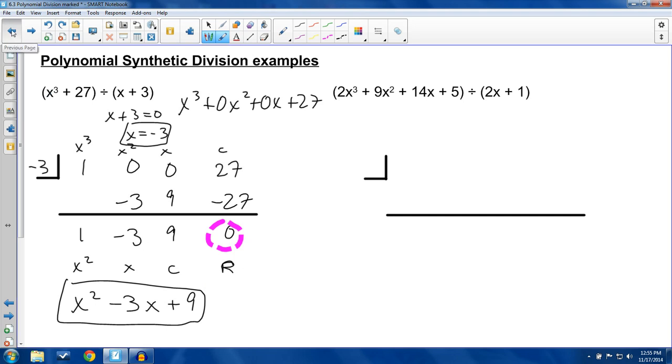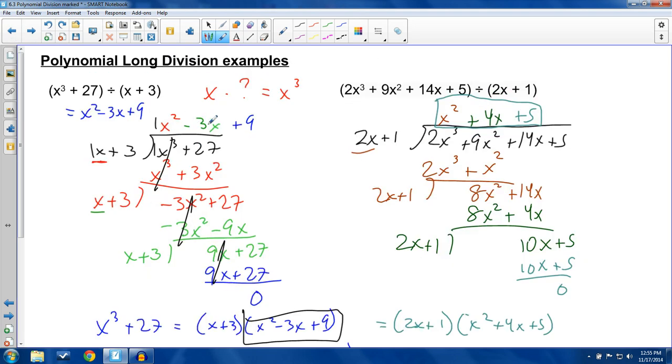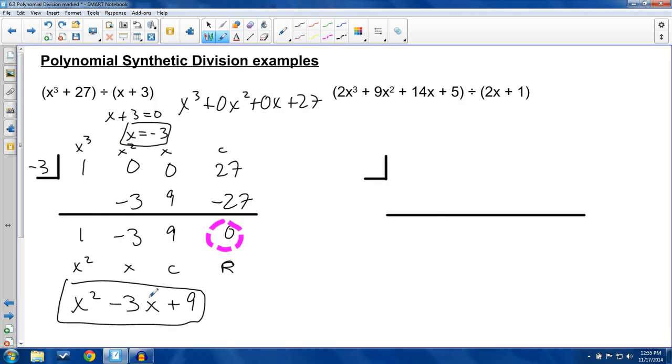Okay, so that gives you the same answer as you got over here, x squared minus 3x plus 9. So we're in agreement. Okay, let's do this one now. The important thing is you need to find the linear factor. This is a linear factor, but we need to find the root. What is the root of 2x plus 1? We need to set that equal to 0 and find out what x would be.